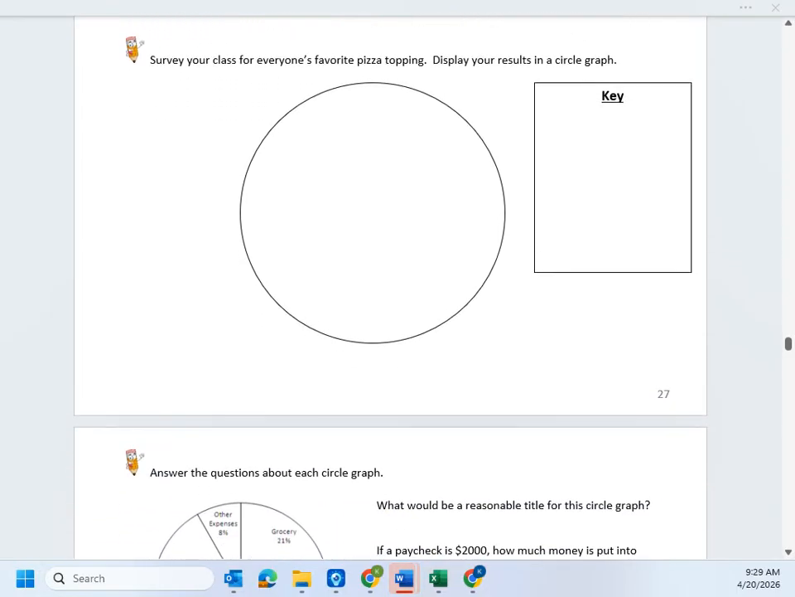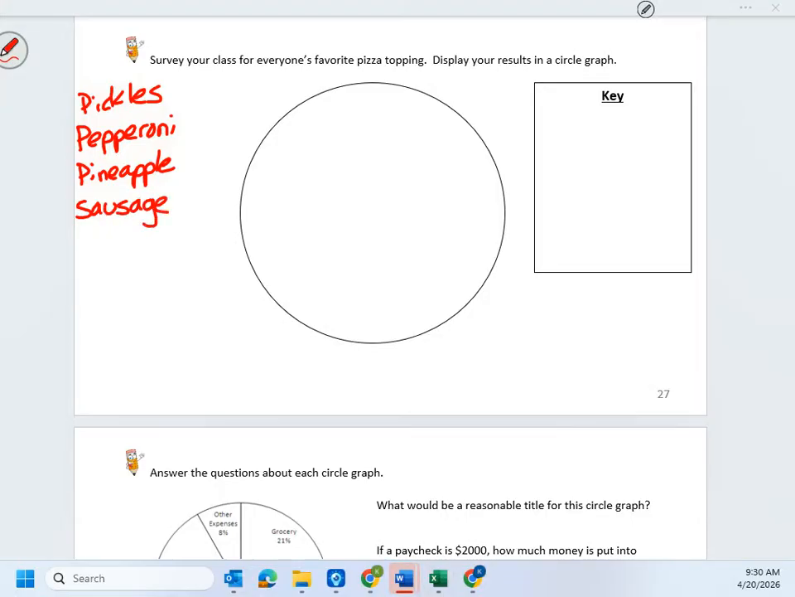Survey your class for everyone's favorite pizza topping. Display your results in a circle graph. So we need to come up with some pizza toppings. Who can tell me a pizza topping? Moses. Pickles. What's another pizza topping? Alex. Pepperoni. What's another pizza topping? Vinny. Pineapple. One more pizza topping. Audrey. Sausage.